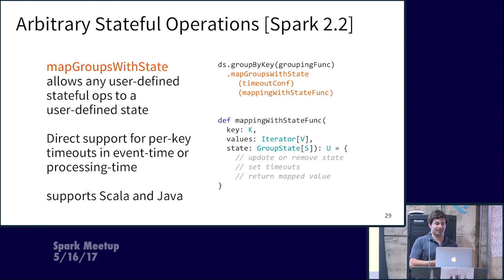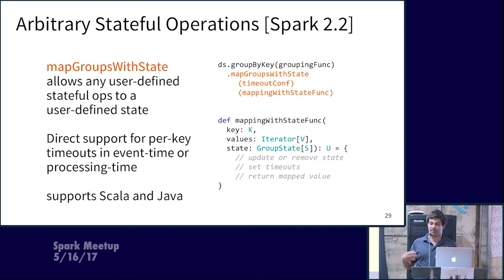All right. So given all this background, let's talk about mapGroupsWithState. mapGroupsWithState allows you to write your own arbitrary stateful processing algorithm, whatever you want to do. Basically, it supports per key timeouts in both event time and processing time, and it's currently supported in both Scala and Java. So it's not supported in Python yet. How it works is after you have your data set, you group by a key, and then you call mapGroupsWithState. You give it some timeout configuration. You don't necessarily have to have a timeout. You can say no timeout, and then you will always keep the state until you remove it yourself.